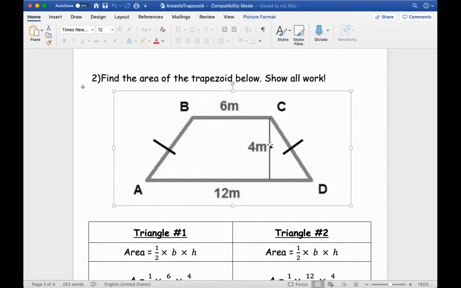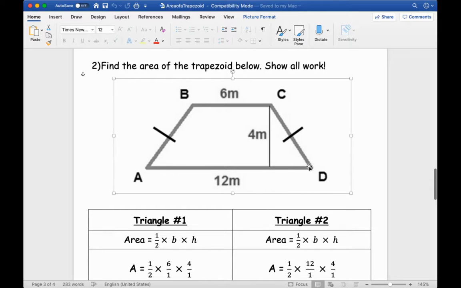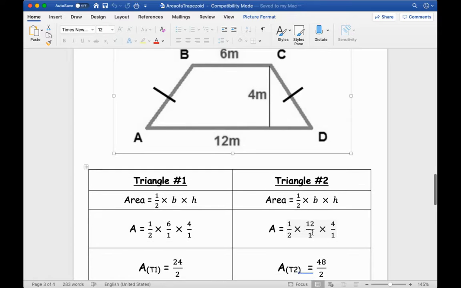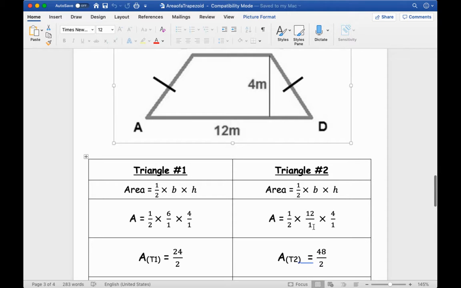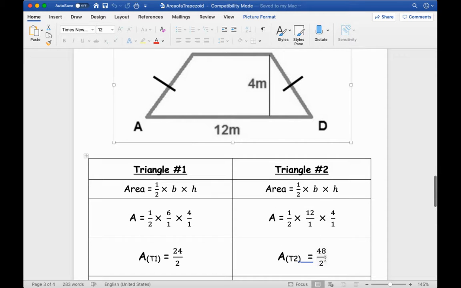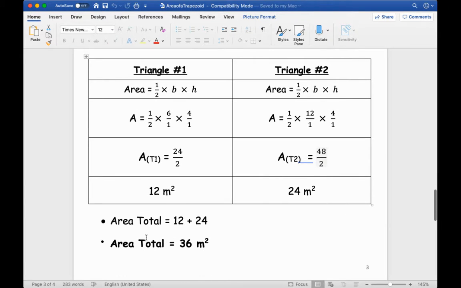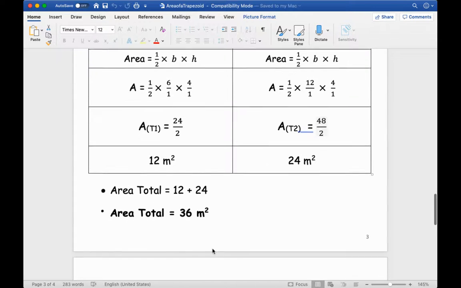It has a height of 4, but A, C, and D has a base of 12. Remember, this triangle goes from here to here, has a base of 12, and the height is 4. 1 times 12 times 4 is 48. 2 times 1 times 1 is 2. 48/2 gives me a final area of 24 meters squared. And I get 12 meters squared plus 24 is 36 meters squared.